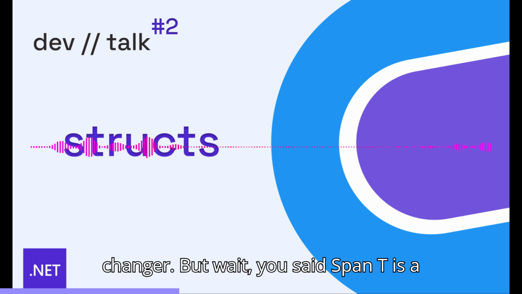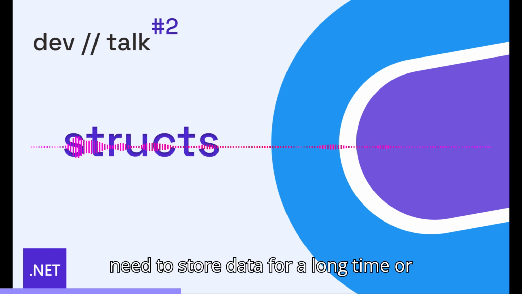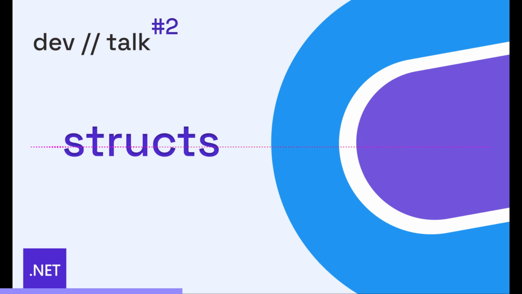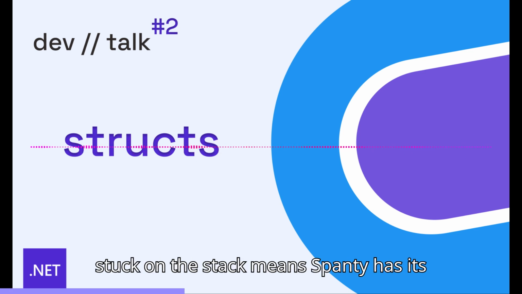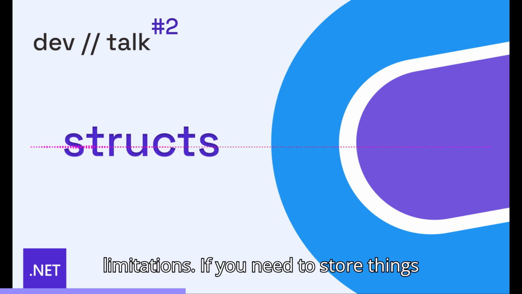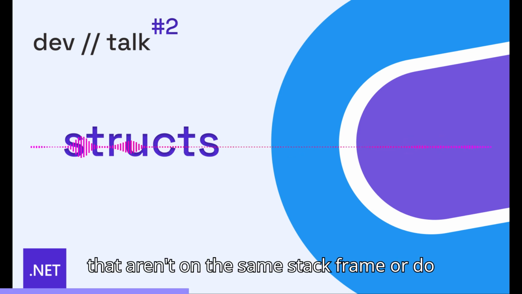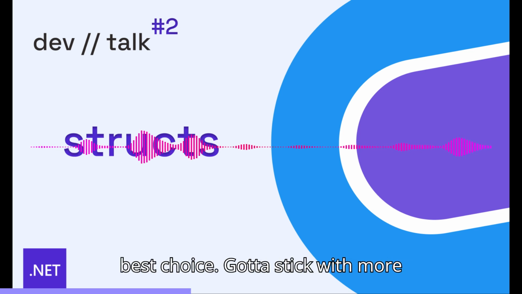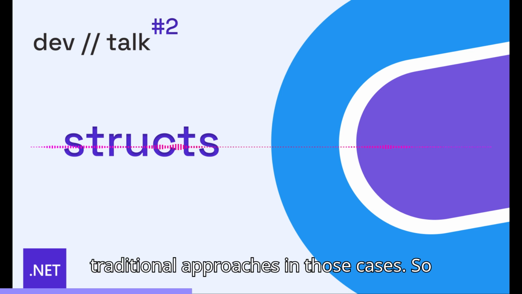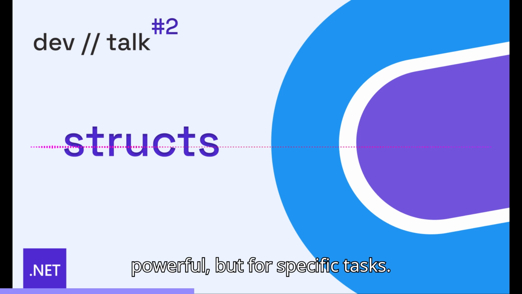But wait, you said Span<T> is a ref struct, so it lives on the stack. Doesn't that kind of limit it? What if I need to store data for a long time, or pass it across asynchronous boundaries? Yeah, you're right. Being stuck on the stack means Span<T> has its limitations. If you need to store things long-term, or pass data between functions that aren't on the same stack frame, or do asynchronous stuff, then Span<T> isn't the best choice. Gotta stick with more traditional approaches in those cases. So it's like a specialized tool, super powerful, but for specific tasks.